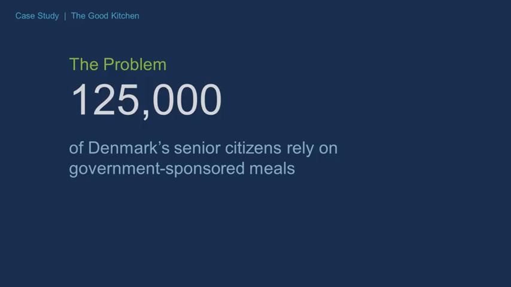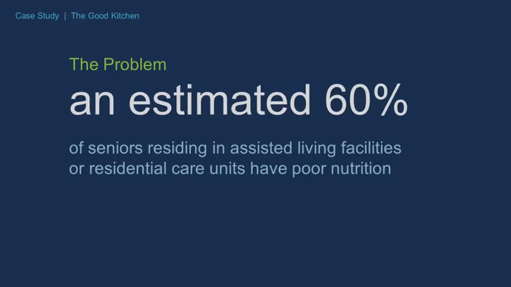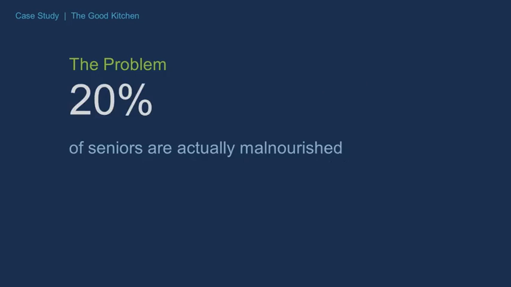Many of these seniors have nutritional challenges and a poor quality of life because they simply do not eat enough. An estimated 60% of elders living in assisted living have poor nutrition. An estimated 20% are actually malnourished.